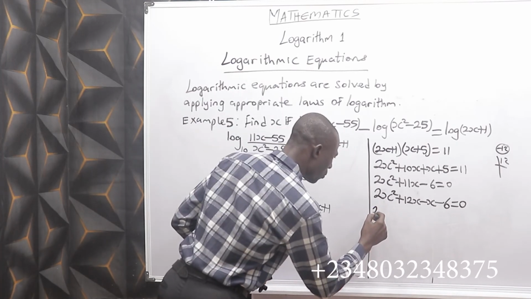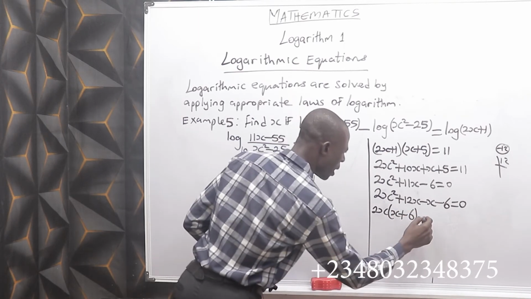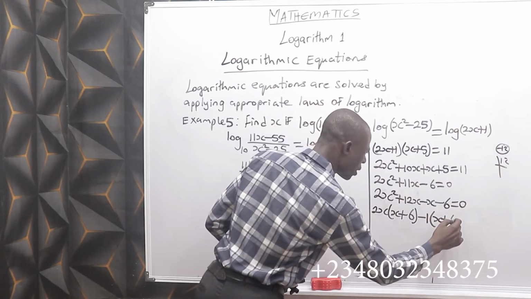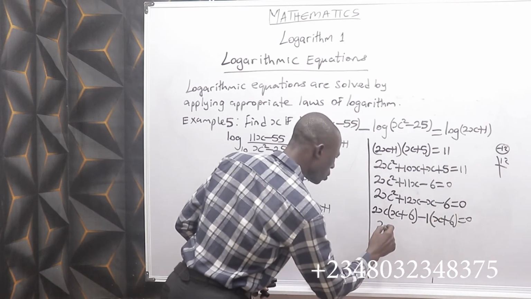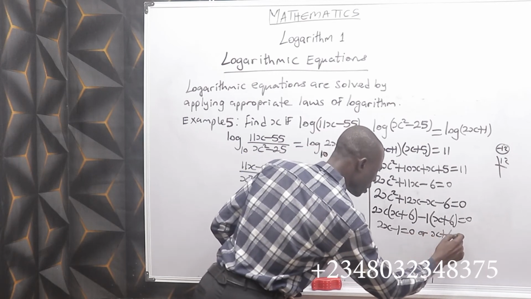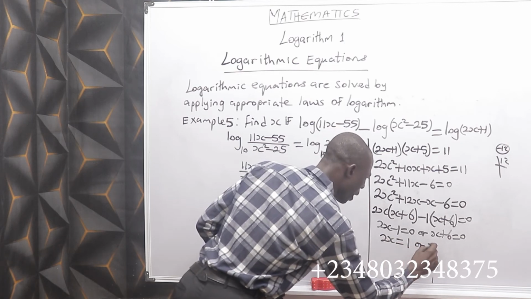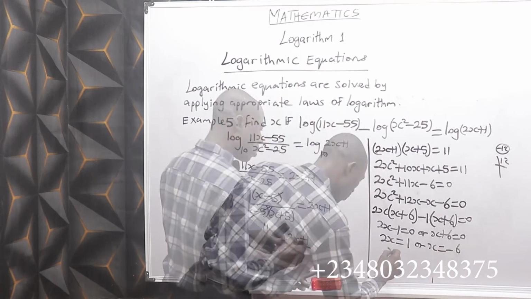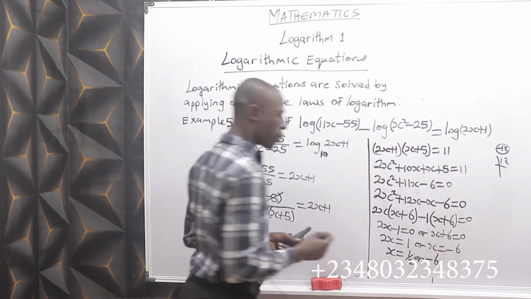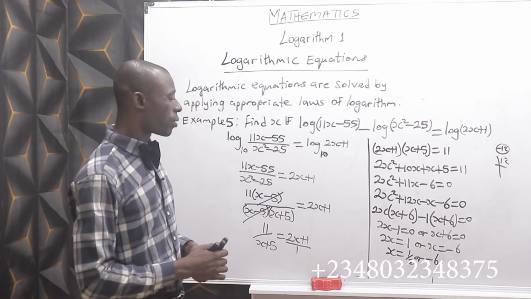So, factorizing this, we have 2x into (x plus 6) minus 1 into (x plus 6) equals 0. 2x minus 1 is equal to 0, or x plus 6 equals 0. So 2x equals 1, or x is equal to minus 6. Finally, x is equal to half or minus 6.